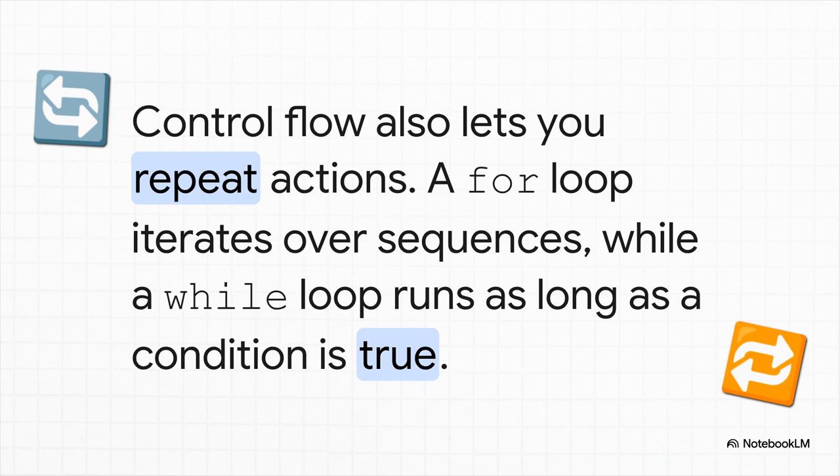Now, the other side of the control flow coin is repetition. I mean, nobody wants to write the same line of code 100 times, right? That's where loops come in. A for loop is perfect when you want to go through each item in a list one by one, and a while loop just keeps on running as long as a certain condition stays true. It's all about making the computer do the boring, repetitive work for us.